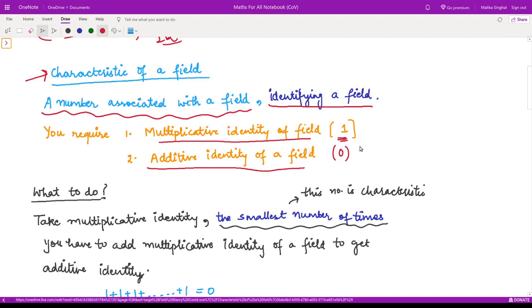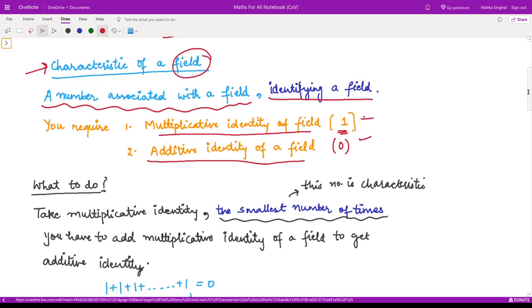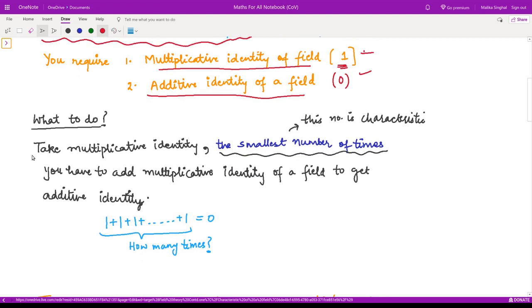So using these two, how can we determine the characteristic of the given field? What you need to do to calculate that, you just take the multiplicative identity, that is 1, and then you add up 1. How many times? The smallest number of times you have to add 1 to get 0. That is called the characteristic. That means you have ones, you add these, and whenever you get 0, that smallest number gives the characteristic of the field, right?